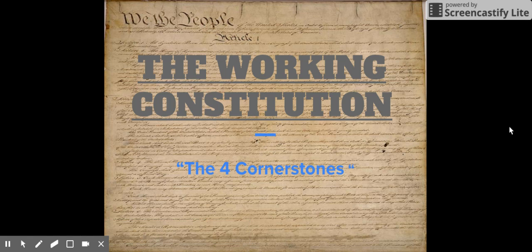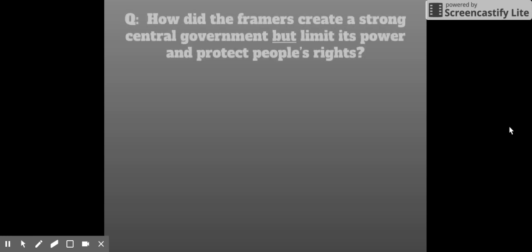We're going to look through 4 different videos at what we call the 4 cornerstones of the Constitution, or the 4 guiding principles. If you remember in class, we talked about how the Articles of Confederation proved that they had a government that was too weak. They had given too much power to the states. But they were really concerned also that before the American Revolution, Britain's power had become too powerful.